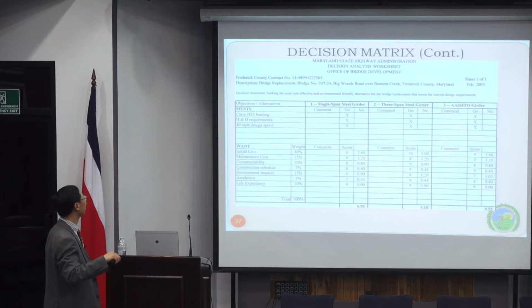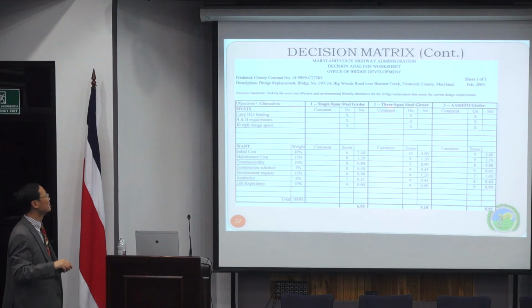For example, for the steel girder, the initial cost is based on the cost estimate. The cheapest is best and gets a high score, and the others get lower scores. For maintenance, you say, okay, concrete has less maintenance than steel, so you give different scores. Once you give all these scores for the different factors, you multiply each score by its weight and add them all together for each alternative. The one with the highest score is what I choose, because it gives me the best value. That's how I make decisions.